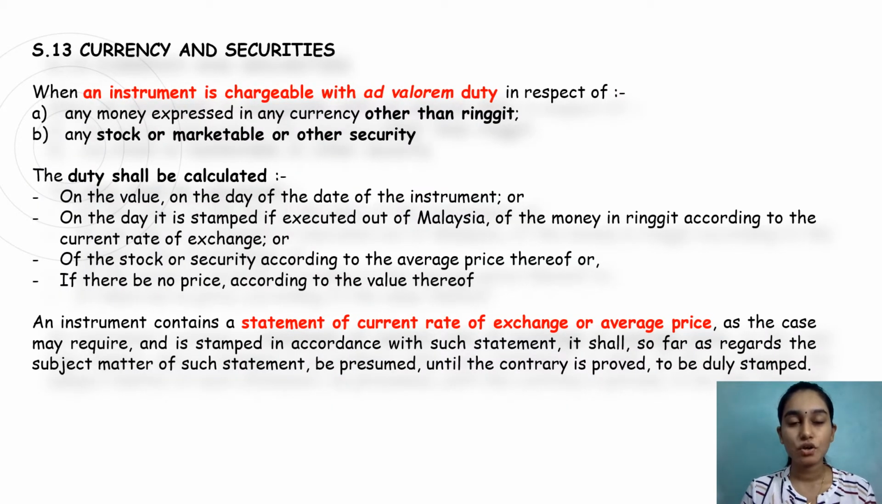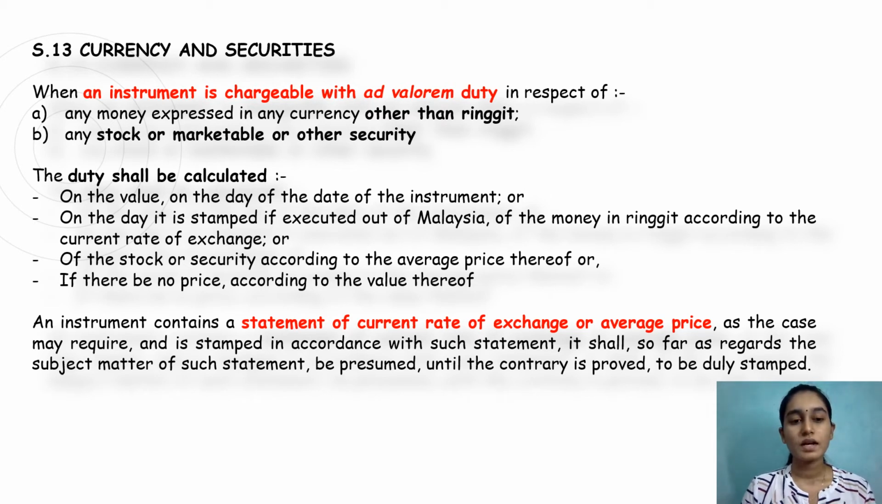According to Section 13 of the Stamp Act 1949, when an instrument is chargeable with ad valorem duty in respect of any money expressed in any currency other than ringgit, or any stock or marketable or other security, the duty shall be calculated on the value on the date of the instrument, or on the date it is stamped if executed out of Malaysia, of the money in ringgit according to the current rate of exchange, or of the stock or security according to the average price thereof, or if there be no price, according to the value thereof.